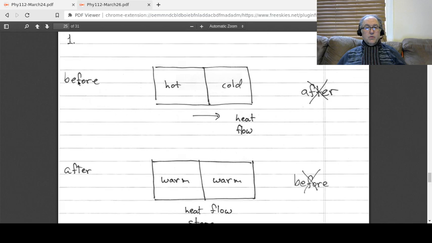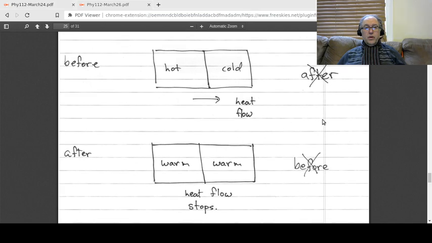So let me scroll down a bit more. There we go. Here's one. Suppose that we have a hot object and a cold object, and we bring them together. Our before picture has a hot object in contact with a cold object. Well, you know what's going to happen over time. Heat is going to flow from the hot object to the cold object, and that's going to continue until both objects reach the same temperature and they're both warm.